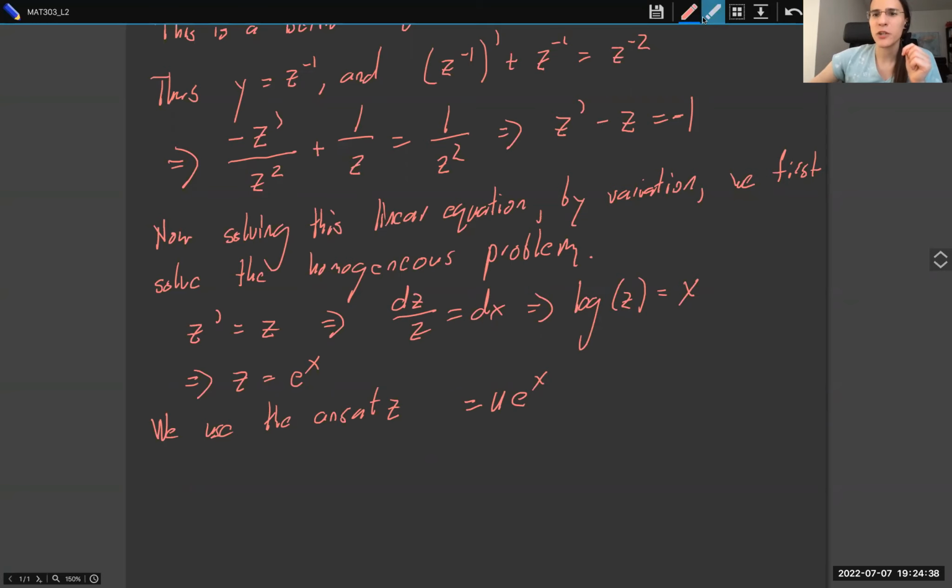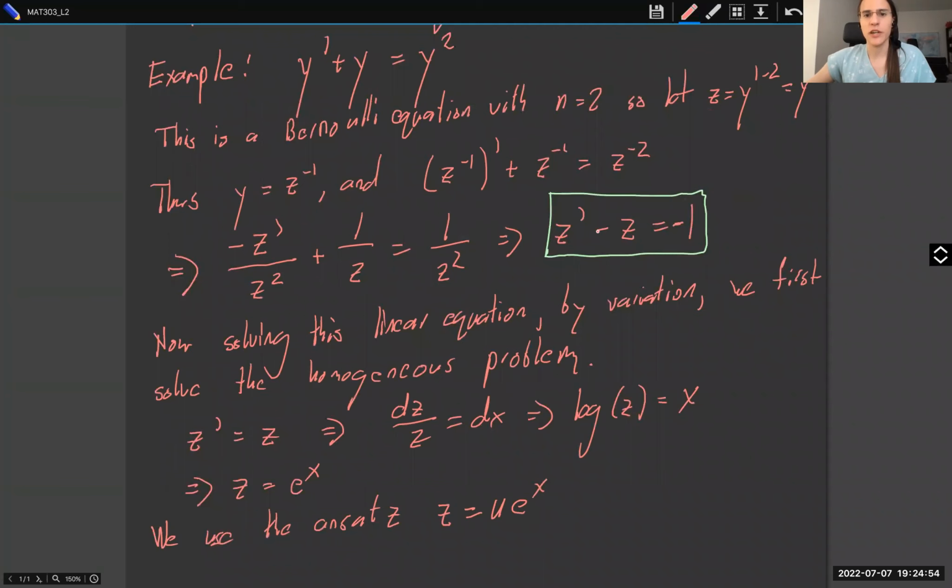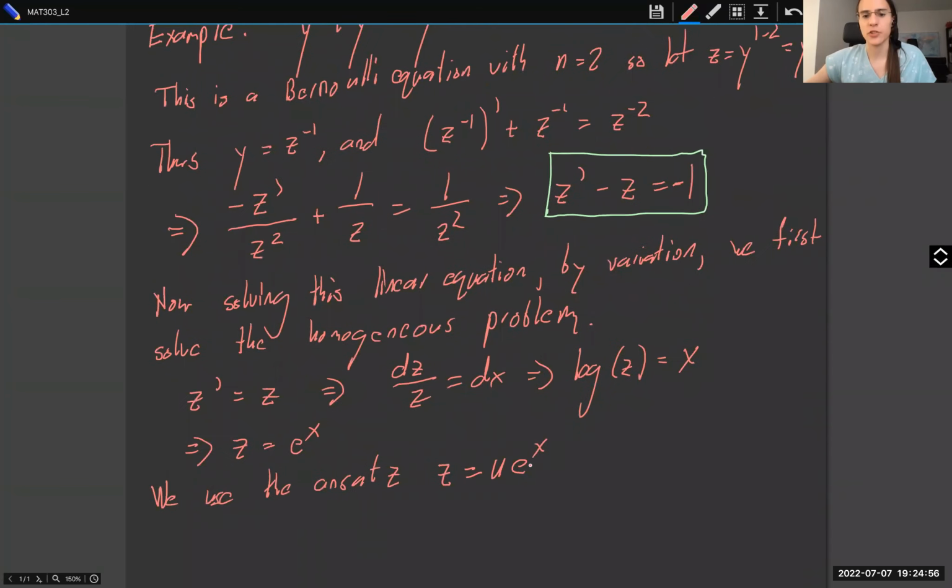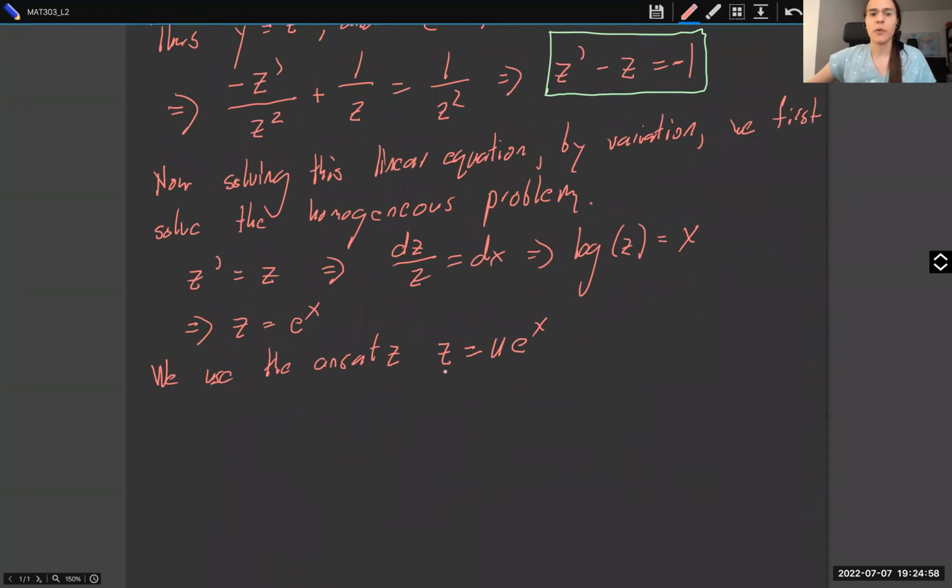The equation that we're solving is this equation, right? So there's no y, it's actually z, right? So it's actually z is equal to u times e to the x. We're not solving the original equation, we're solving this equation. So it's z equals u times e to the x. And then we're going to plug in this ansatz, assuming that it's a solution to this equation, and then we're going to solve for u.